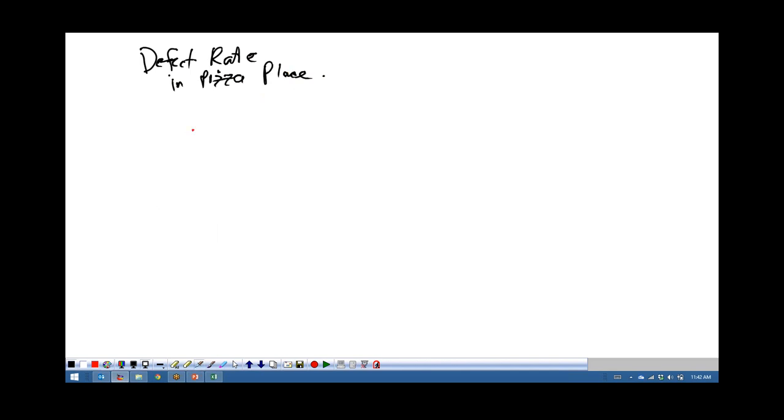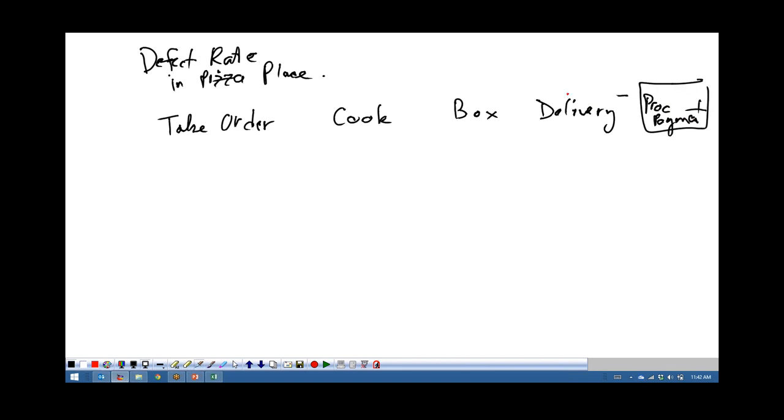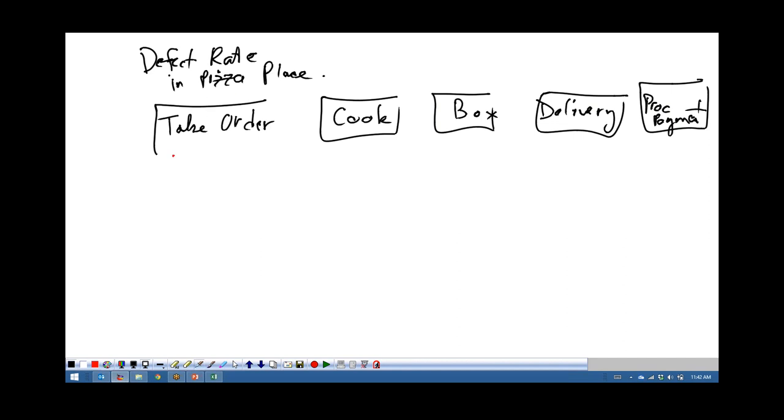And our high-level process was take the order, cook, box, deliver, and process payment. Okay? Those are our process steps. I'm sure we could make it more complicated, but let's suppose that we did that.